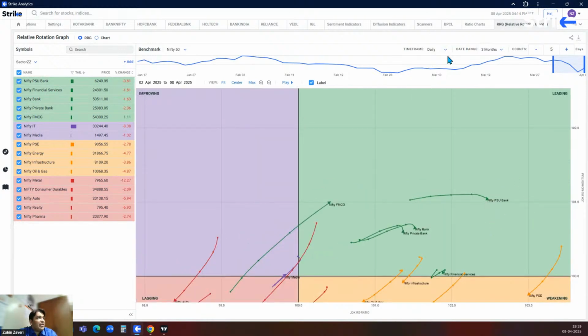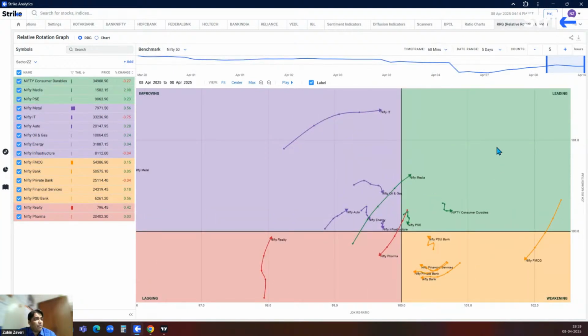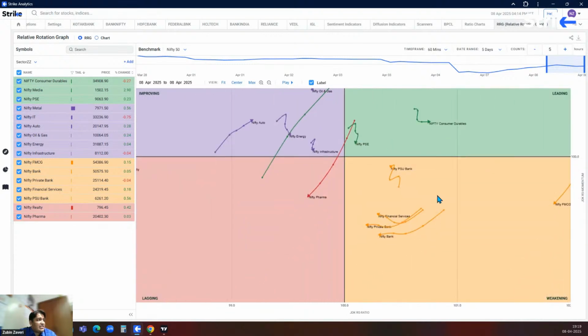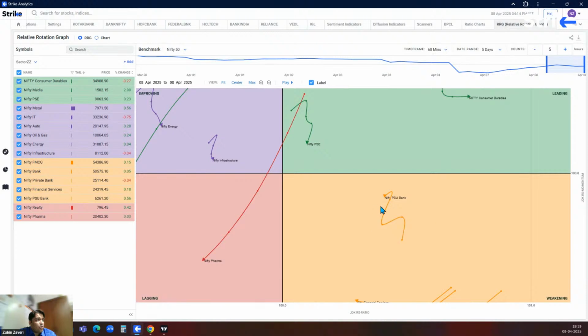PSU, I told you that based on today's method, I will be focusing more on PSU. All right, and we can also have a look at 60-minute, to understand what can happen in the next 1 or 2 hours, which sectors can perform. See this PSU Bank, it's in the weakening quadrant. It's not going into the lagging quadrant, but trying to gain momentum and trying to enter into the leading quadrant. So tomorrow, in the first hour, if PSU Bank shows some momentum, this particular hourly RRG will enter into the leading quadrant, and from there it can go up even further.